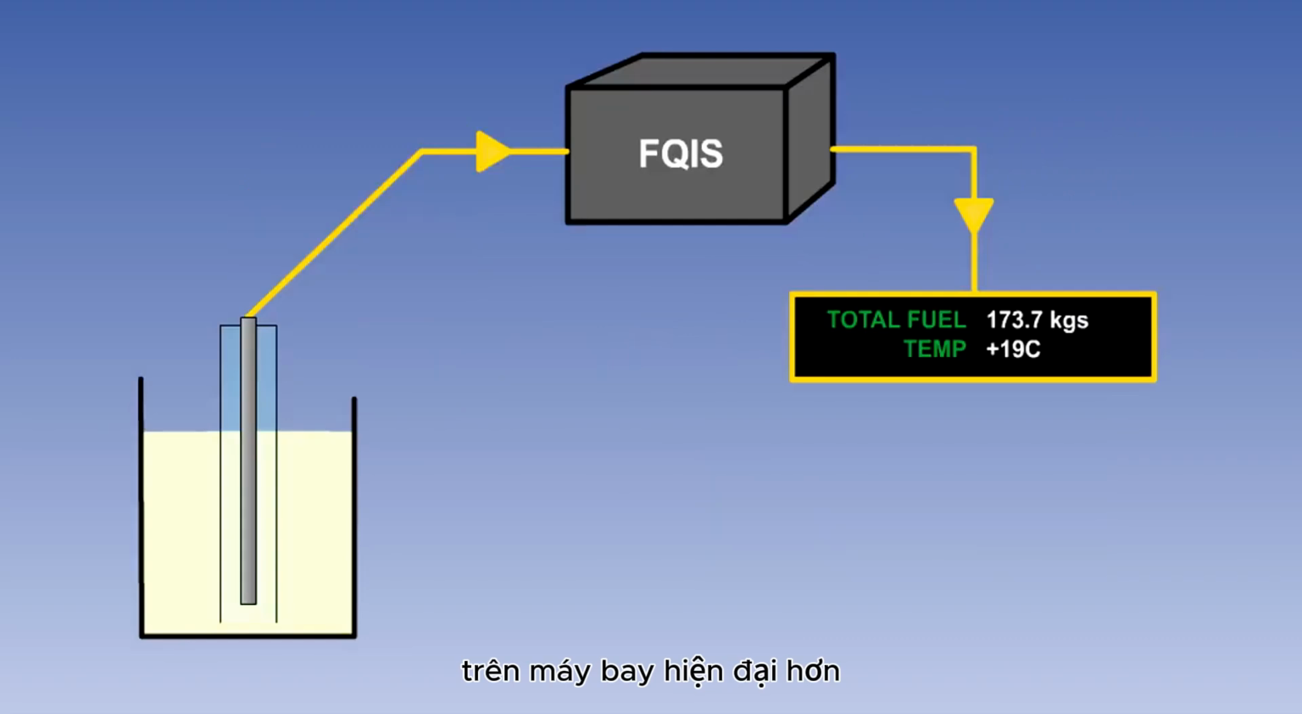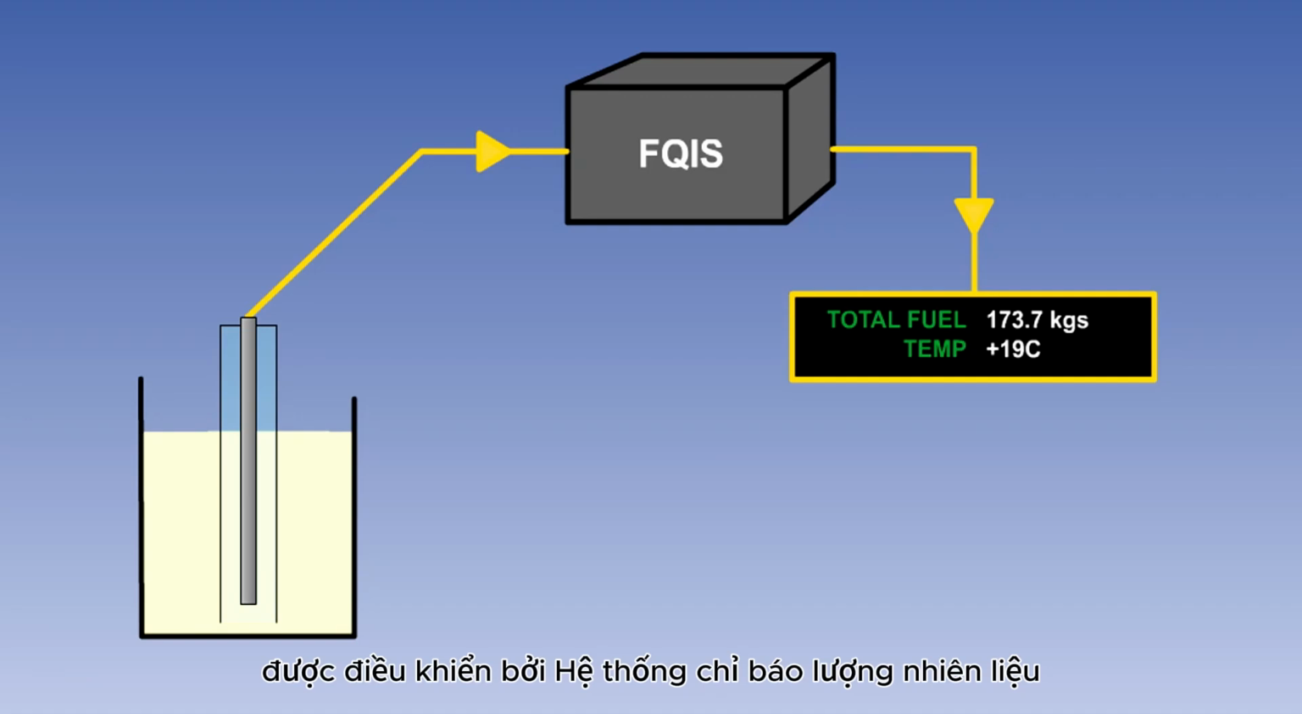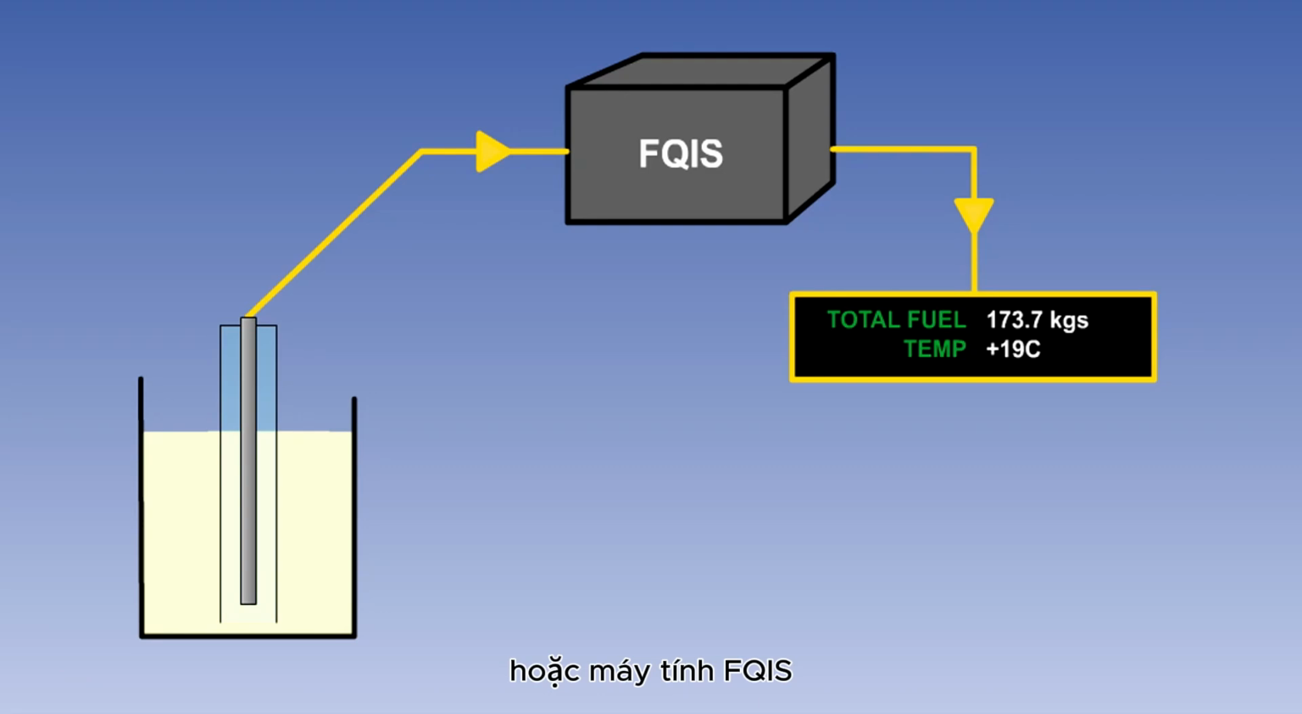On more modern aircraft, the digital gauges are controlled by a fuel quantity indicating system, or FQIS computer. This computer monitors the system for any failures and generates appropriate warnings.